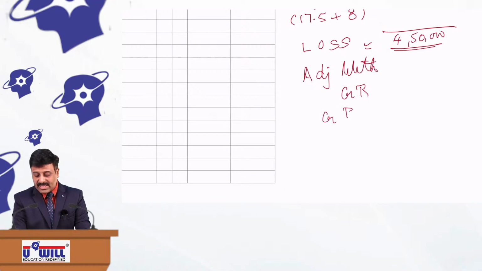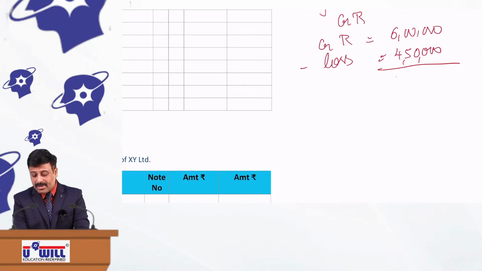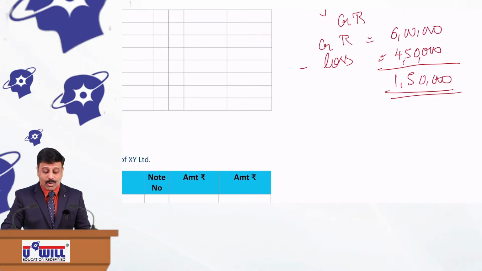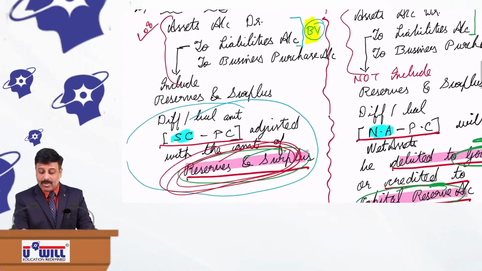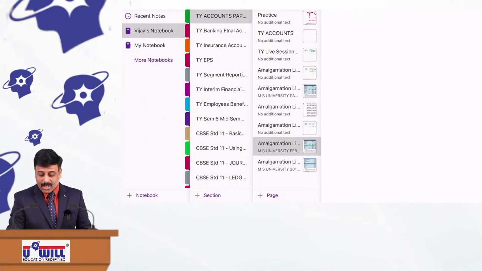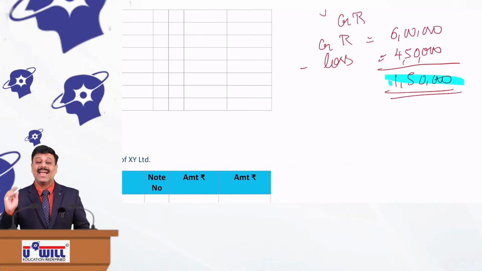So what is the amount of general reserve in the balance sheet? 6 lakhs minus the loss of 4,50,000. How much remaining amount of general reserve will be recorded in our books? 1,50,000. Means in this journal entry we pass, assets account debit to liabilities. I told you in yesterday's session that liabilities will include reserves and surplus also. In this entry, general reserve we will include only with the amount of 1,50,000 after adjusting that loss. So now we go ahead and pass that entry.